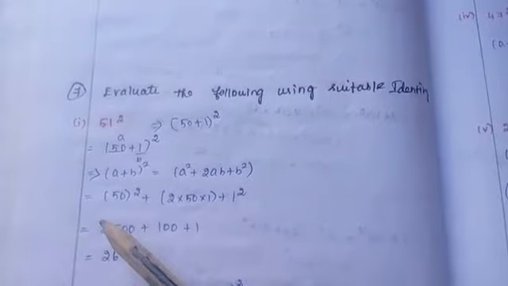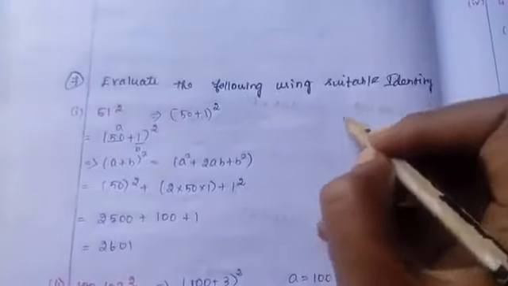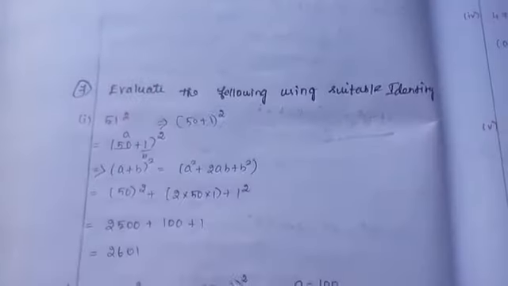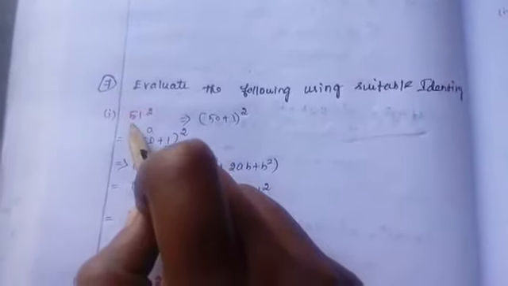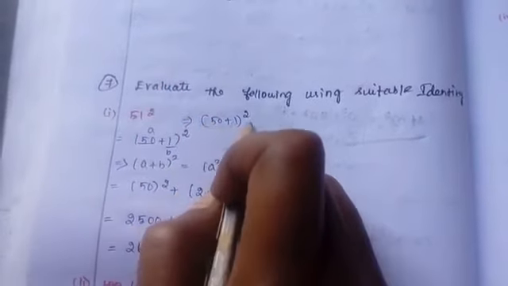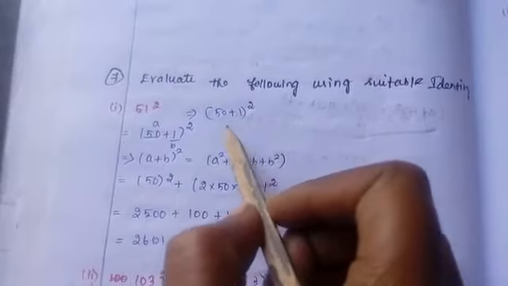Seventh sum, evaluate the following using suitable identity. They have given a number, we want to solve that. 51 squared. How will you find out 51 squared? Multiplication, 51 into 51. Finally we get the answer. But using a formula, we can find out 51 the whole square. Nearby 10 place value 50. So it can be written as 50 plus 1 the whole square. It is a format of (a plus b) the whole square.